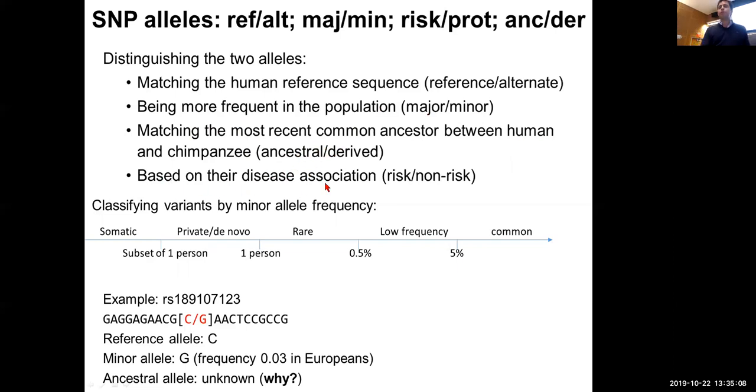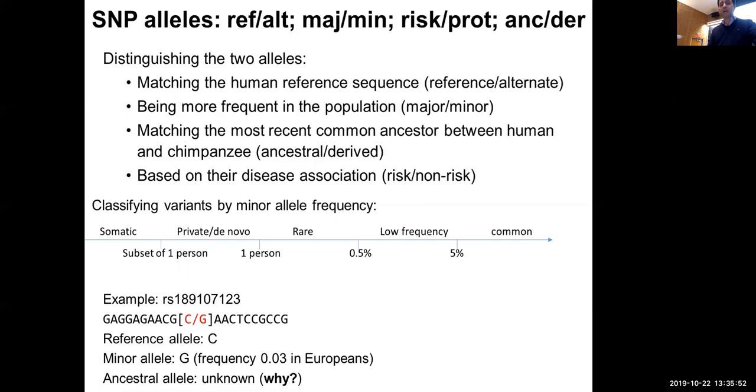And then you could also talk about the disease association, risk or non-risk. Okay? So one allele might cause cancer and the other allele might be protective of cancer. But the problem with that as well is that it's very phenotype dependent. If we're talking about malaria, should we be calling this the risk allele or the protective allele? Because it depends on the environment, okay? So basically, the disease association is also phenotype specific, which can also be environment specific. Okay, sounds good? That's why we have all these words. That's why there's no single reference, because depending on the context of what you're talking about, you will want to refer to the reference, the alternate, the major, the minor, the ancestral, the derived, the risk, or the non. Sounds good?